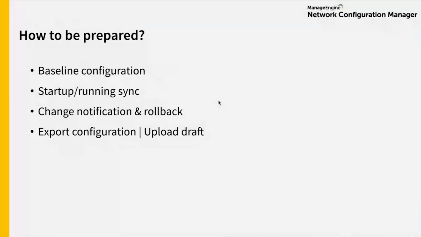If a disaster occurs in a particular network, you will have performance degradation, network outage, as well as security breach. So how can you be prepared for this? You can have a baseline configuration configured. You can check whether the startup and running configurations are in sync. You can enable the change notification and rollback option. You can export configurations as well. So with this, you can be prepared if an unforeseen network disaster occurs.